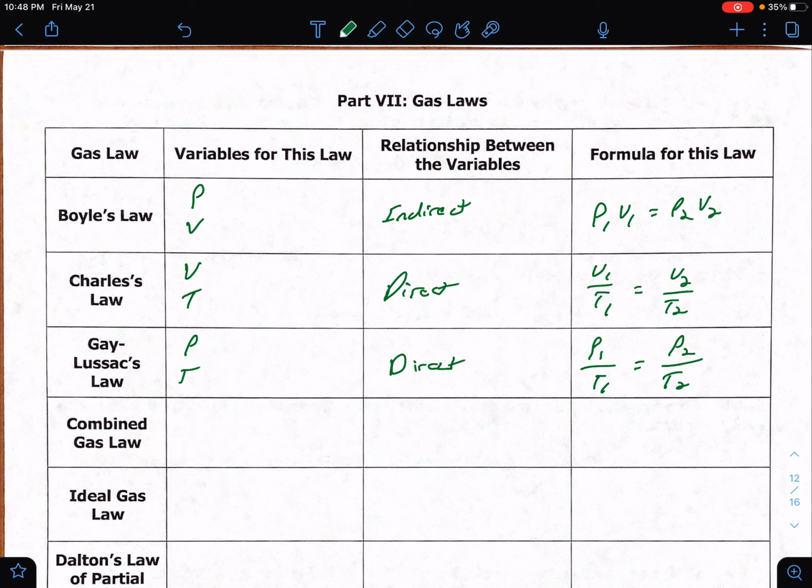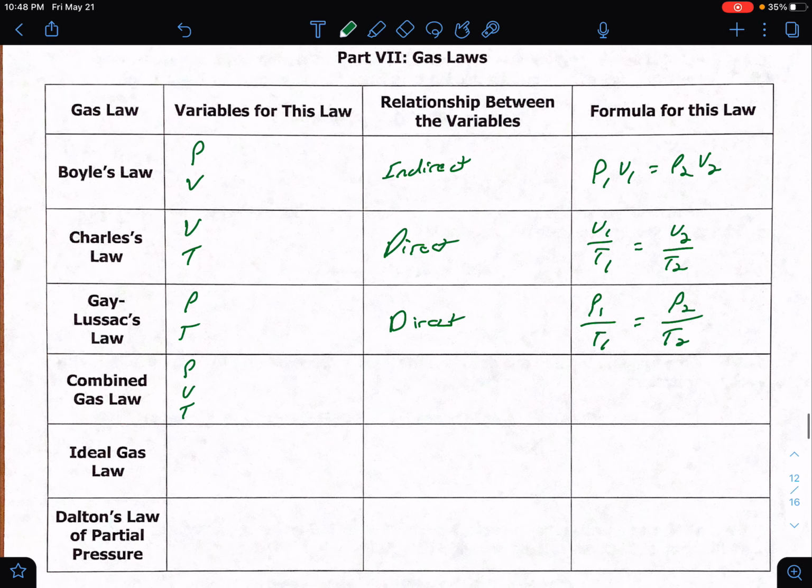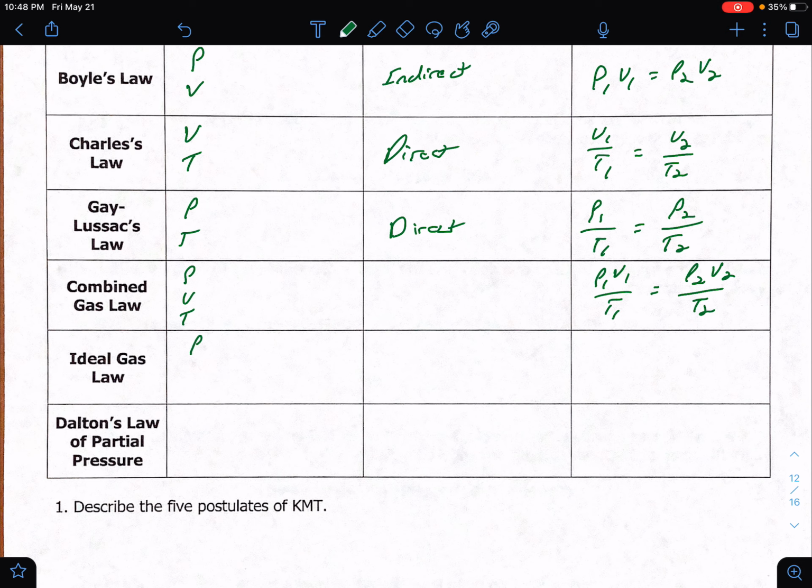Then you have the combined gas law, which is pressure, volume, and temperature. The relationship between the variables is just the same as the previous laws. It just depends on what you're asking it for. My equation for that is P1 times V1 over T1 equals P2 times V2 over T2. Ideal gas law. This is when we get to use pressure, volume, moles, and temperature. Again, the variables honestly depend on what you're asking for. If it's pressure and volume, it would be indirect. If it's volume and temperature, it would be direct. The equation is PV equals nRT.